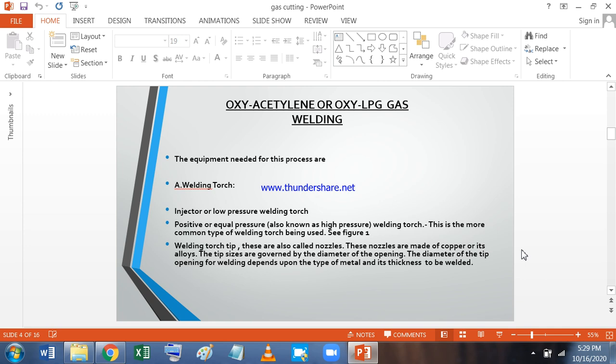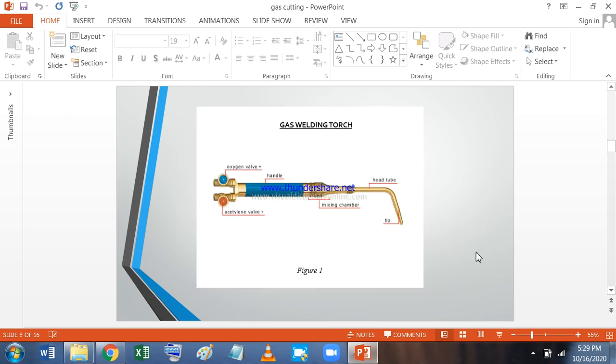Now there is a tip at the welding torch which is called a nozzle. These nozzles are made of copper and its alloys. The tip sizes are specified by the diameter of the opening. The diameter of the tip opening for welding depends upon the type of metal and the thickness to be welded. Now this is a gas welding torch.